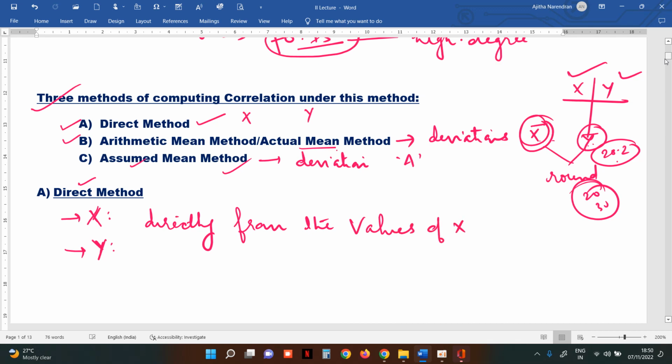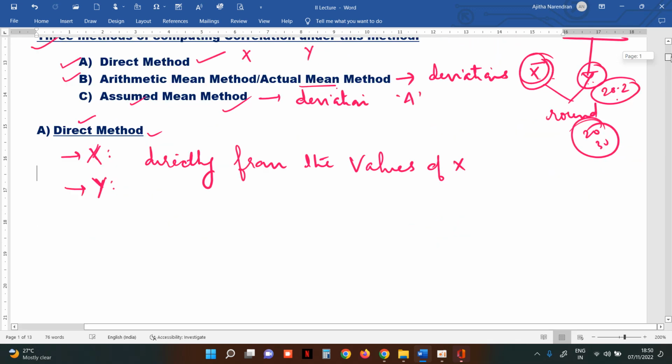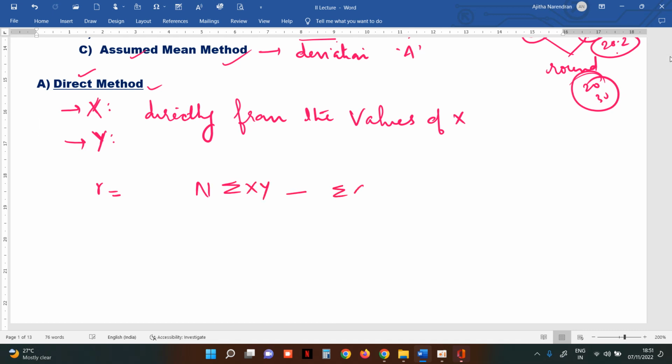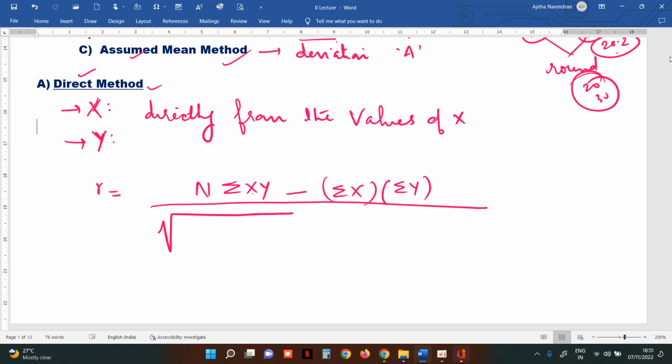So how do we have to compute this? Let us see the formula of computing correlation. r is equal to, the formula is very simple. n summation of xy minus summation of x, you can put in bracket, multiplied by summation of y. You can see both x and y variables reflected in the numerator part. In the denominator, you are going to use the square root for x and square root for y.